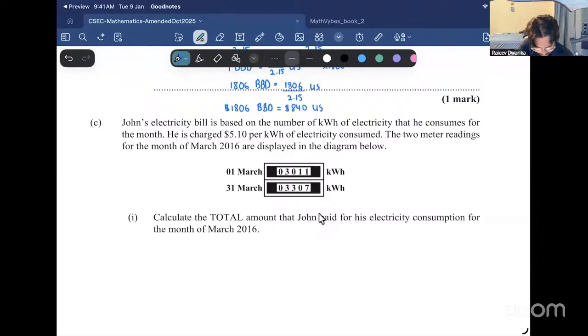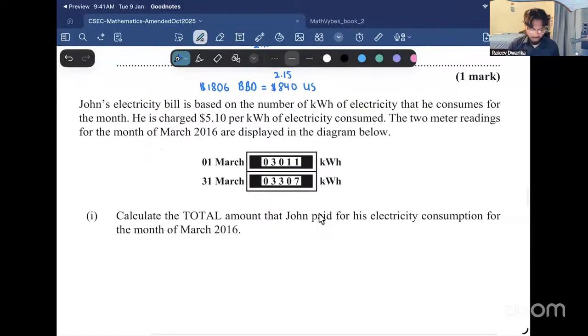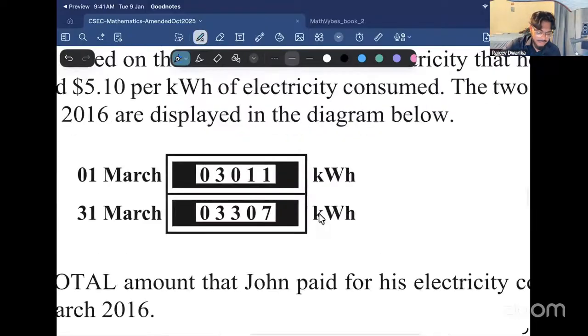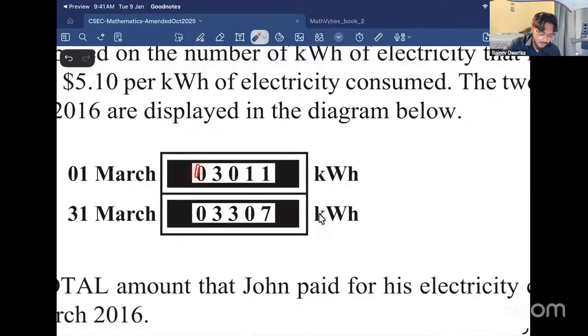So on the first of March, they have 0311 kilowatt hours. Take your time. This zero is not a significant number, we can leave it out. So this is what you're really looking at. What number is that? 311. Well, the zero doesn't count. No, the zero does count. Sorry, sir.